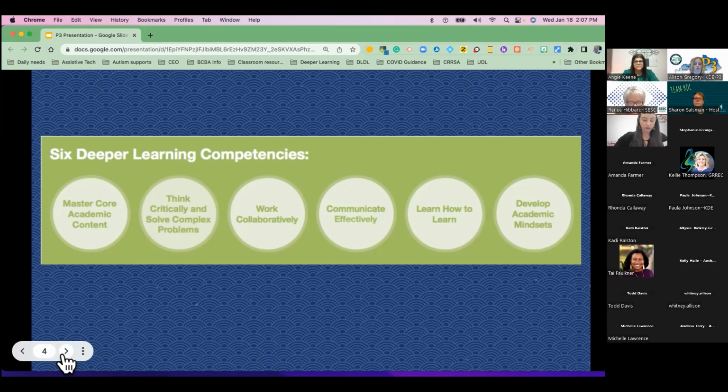Feel free to let us know some of those areas that may need to be shifted in your classroom or in your building in the chat. We would love to see what you're thinking.